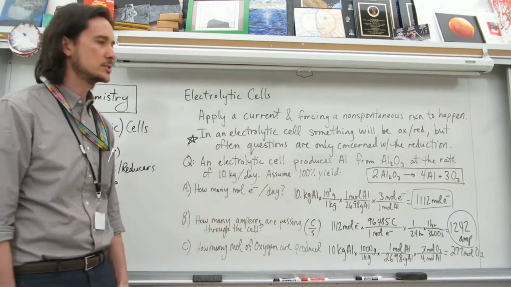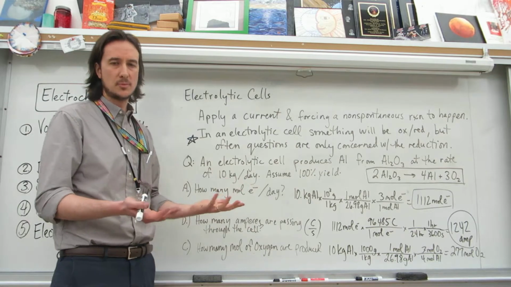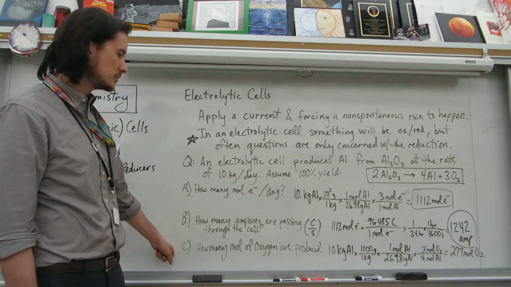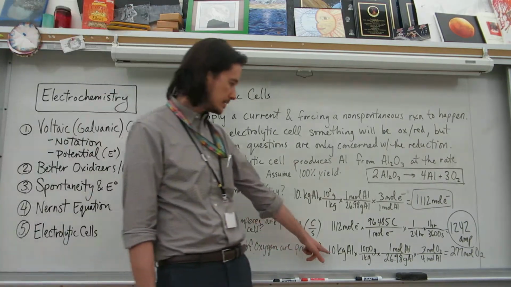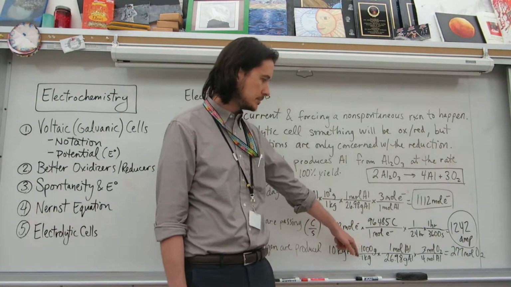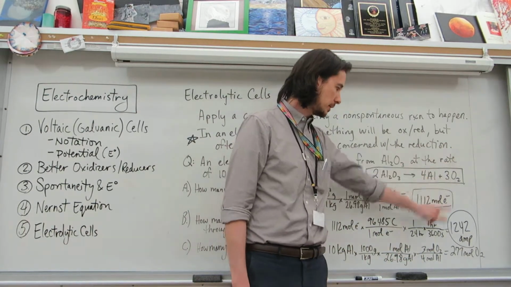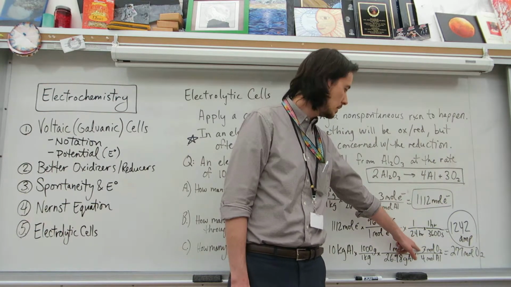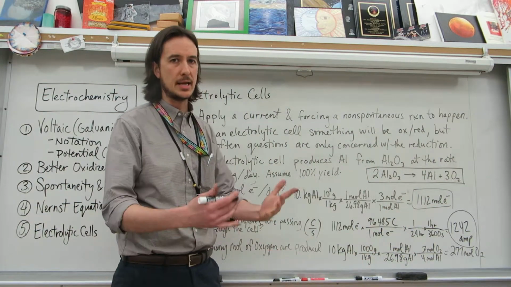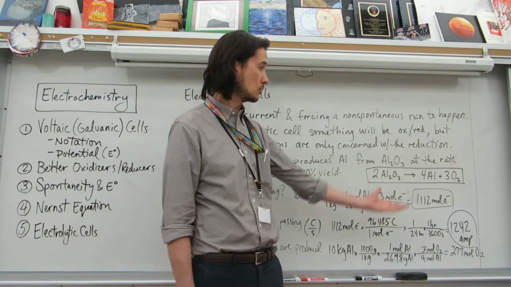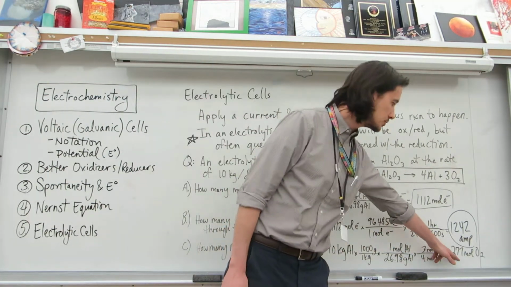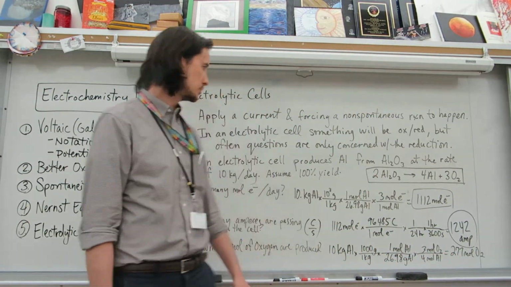So questions like this are pretty similar. How many moles of oxygen are produced? We've got 10 kilograms of aluminum to grams to moles. 4 moles of aluminum comes along with 3 moles of O2. Maybe this is just a reminder, hey, it's a diatomic element. Make sure that you are writing a balanced equation. So I got 277 moles of O2.